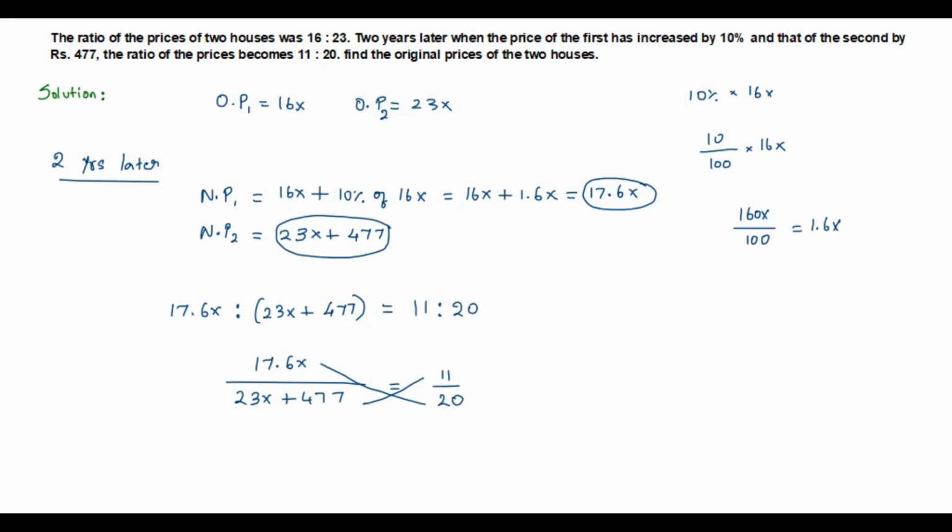Let's go back to the original page. The original price of the first house was 16x. So 16x means 16 times the value of x, which is 53. When I multiply these two, I am getting 848. So this is the original price of the first house. In this one, 23x, 23 times 53, when I multiply these two, I am getting 1219. So the original price of the first house was 848 rupees and the original price of the second house was 1219.